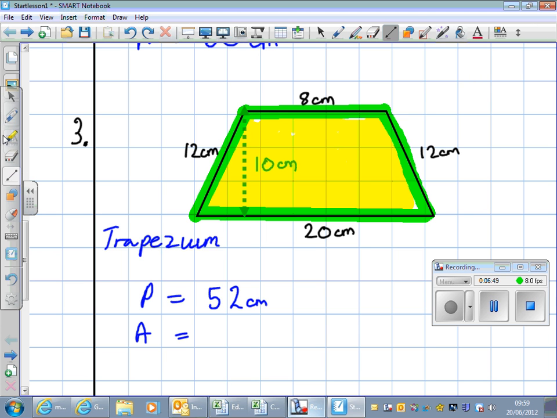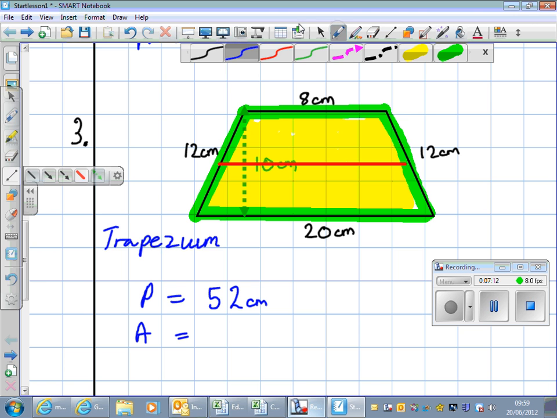Let's think logically. 20 was too big, 8's too small. So what we use is the distance halfway in between. What's halfway in between 20 and 8? No, not 15. Halfway between 20 and 8. 14. Now the way to find what's halfway between two numbers is add them together. 20 add 8 is 28, and then halve it.